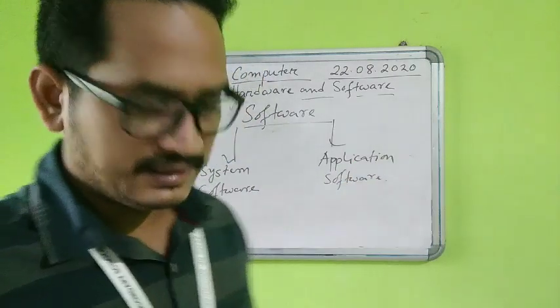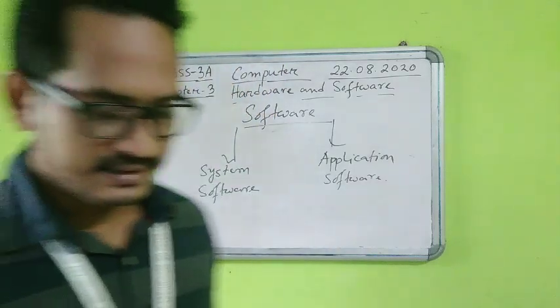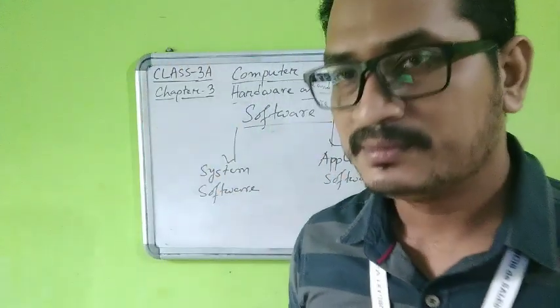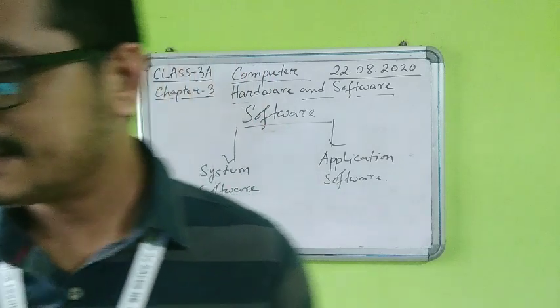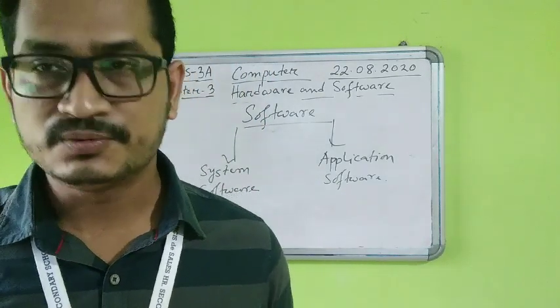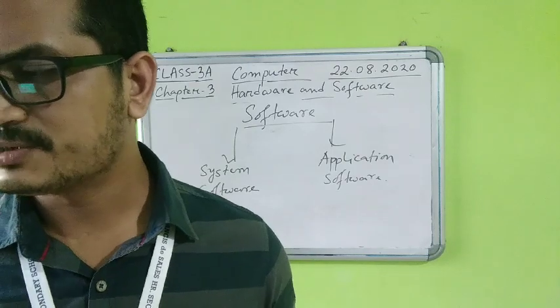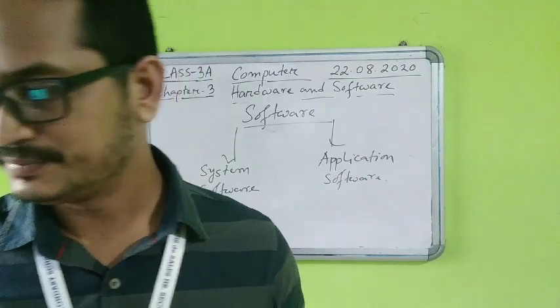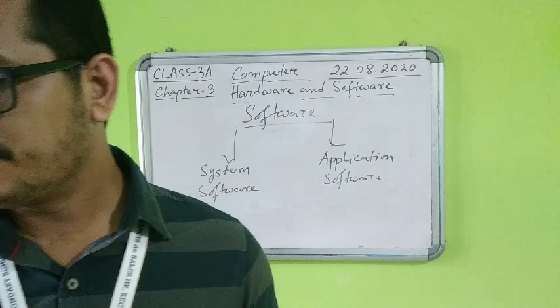Okay, so these are the two main basic parts of software. One is system software. What is that? Let us see. The system software makes a computer useful. It helps all parts of a computer work together. The operating system is the most important system software.